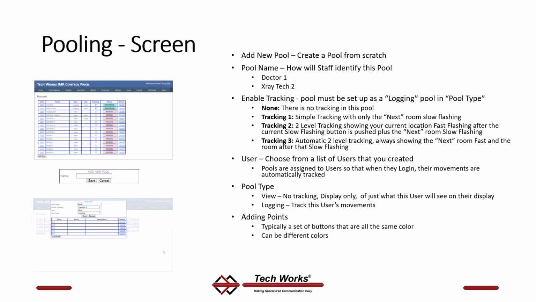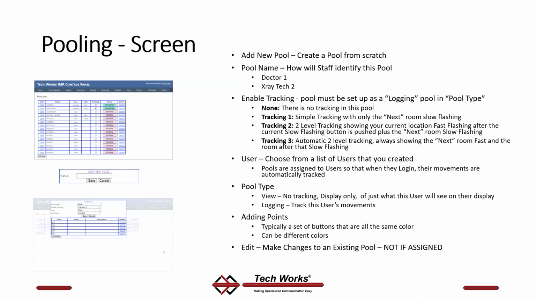To add points, you simply click on add points and it gives you this little drop-down of all the points that are available and you select them. Typically, it's going to be the same color. So you're going to want 111, 121, 131, 141. You're going to want all the same colors, but it could be different colors. That's up to you. That's going to get crazy for somebody to keep track of, but you can do whatever you want.